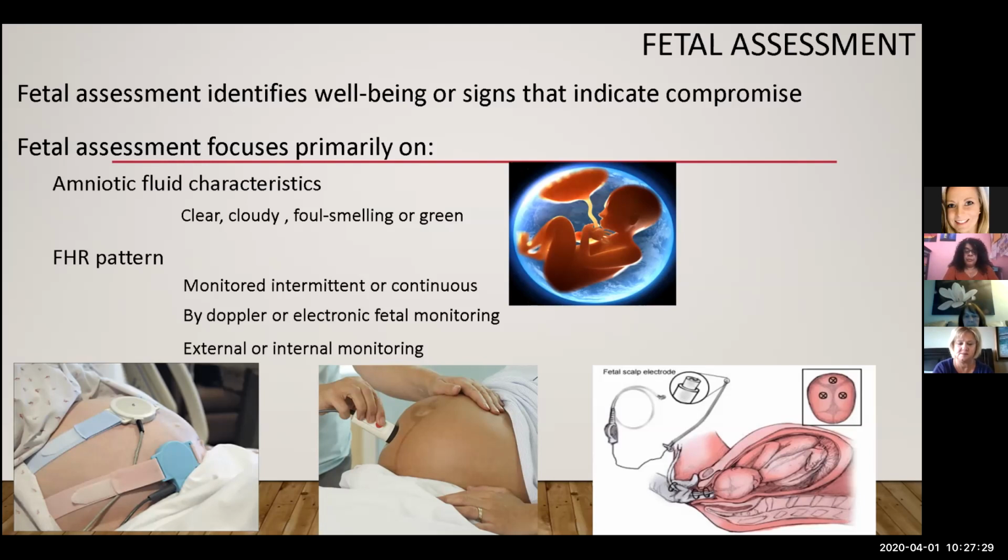Intermittent monitoring used during the pushing phase would be about every 5 minutes. So it is a tedious skill. It requires a lot of hands-on care with your patient. So again, I feel like we've gotten a little bit lazy, a little bit fearful, and we've moved more to the left picture, where we're seeing that continuous monitor hooked up to the abdomen.